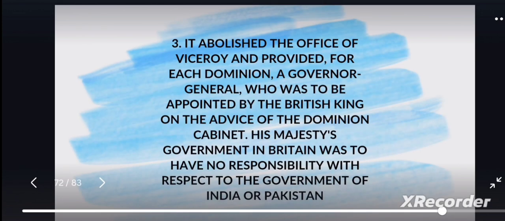It abolished the office of the Viceroy and provided for each dominion a Governor-General, who was to be appointed by the British King on the advice of the dominion cabinet. His Majesty's government in Britain was to have no responsibility with respect to the government of India or Pakistan.